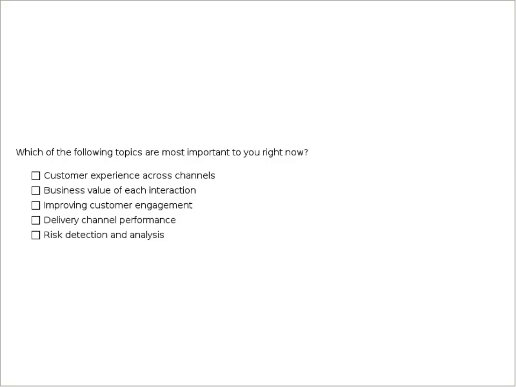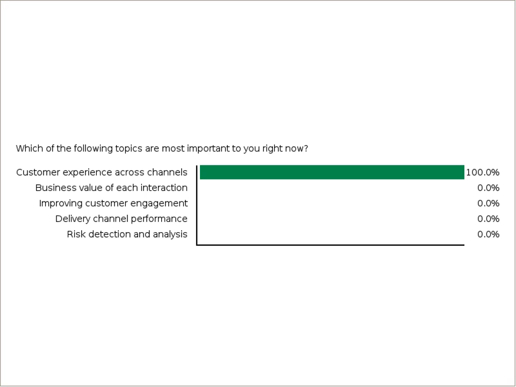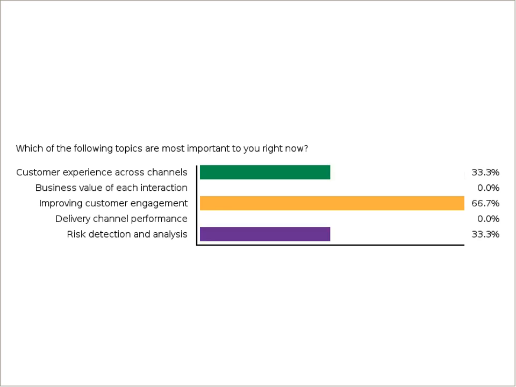And so with this, actually, we'd like to show our first poll here, which is, which of the following topics are most important to you right now? Thinking back to that question list. Is it about understanding customer experience across channels? Is it about calculating the business value of each consumer interaction? Is it about improving engagement, delivery channel performance, or risk detection? And feel free to select more than one here if you'd like. Obviously, you don't have to choose just one priority. And I'll give that about a minute for everyone to find the voting controls.